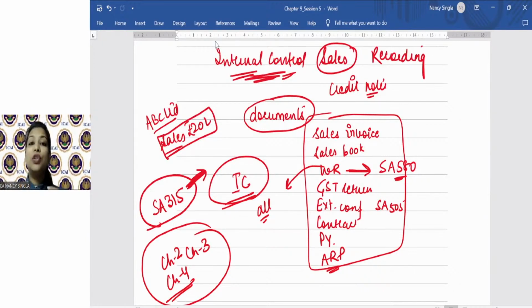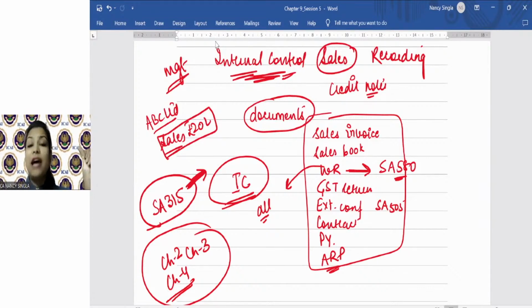Now try to imagine yourself as the management of ABC Limited. Okay? So tell me what all internal control will you design, implement and maintain with respect to the sales transactions of ABC Limited. So quickly, keep on thinking, keep on sending your replies. तो क्या क्या internal control हैं? देखो ये समझ आता है ना?